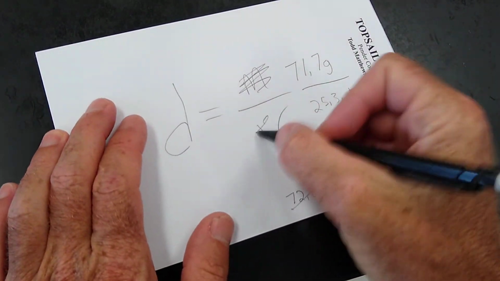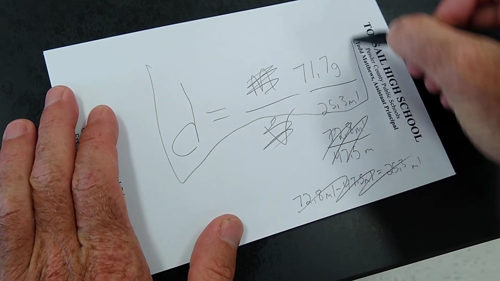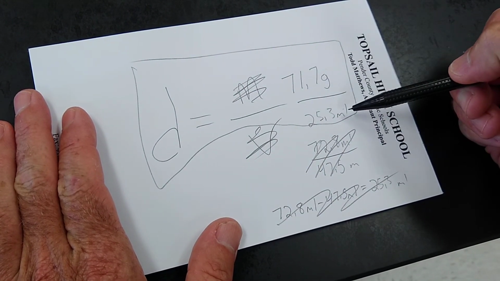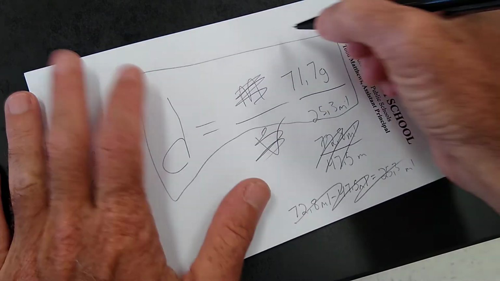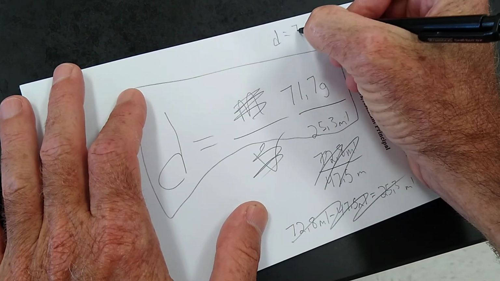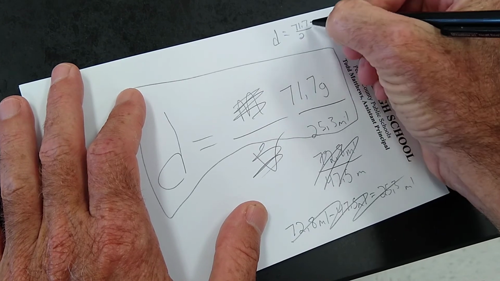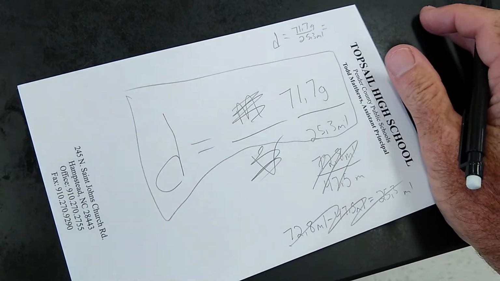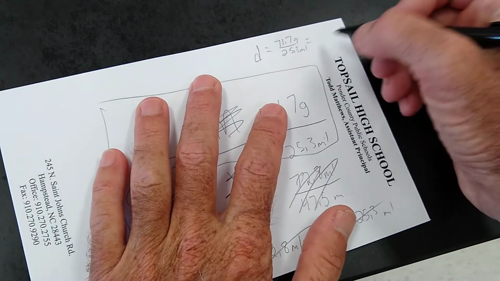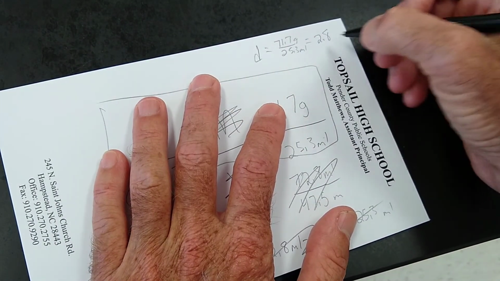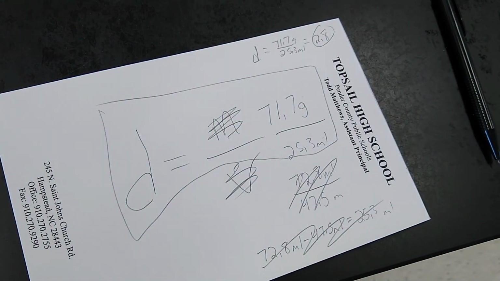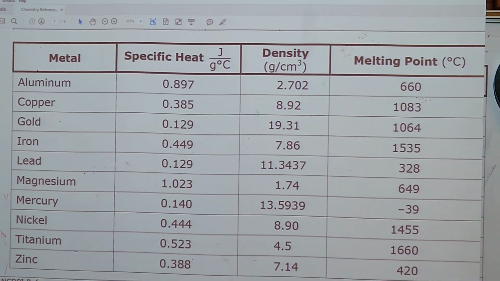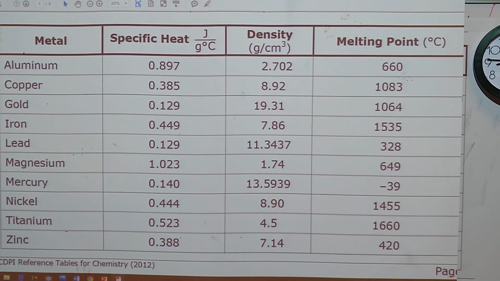Right? Now, real simply, here is our formula. Density is equal to mass divided by volume. 71.7 divided by 25.3. So if we say density is equal to 71.7 grams divided by 25.3 milliliters, the density of this is? 2.8. We get 2.8. And if you look on the chart, the official chemistry chart for aluminum, you get 2.7. So that is density, and that's how you calculate it.